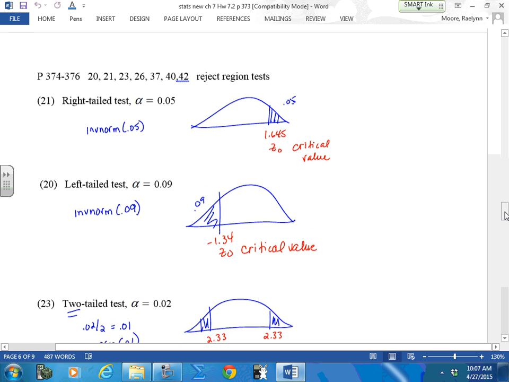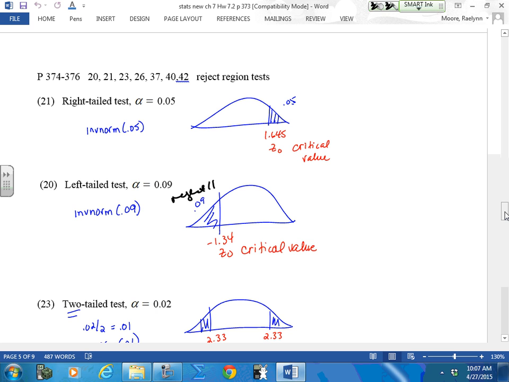And 21. My 20 and 21 are reversed. So this is 20. And 21 is above it. So this is what you need to remember how to do. Find your critical value. This is your cutoff point. This determines where it's going to be in the reject region and where it's going to be in the fail to reject H0.